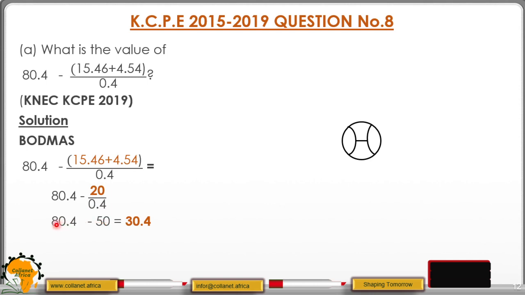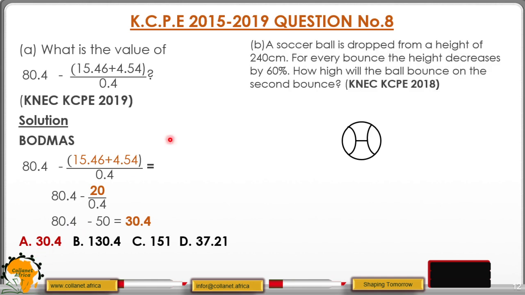So after getting 50, it will be 80.4 minus 50 to get 30.4. So our choice is A. Question B, tested in 2018.